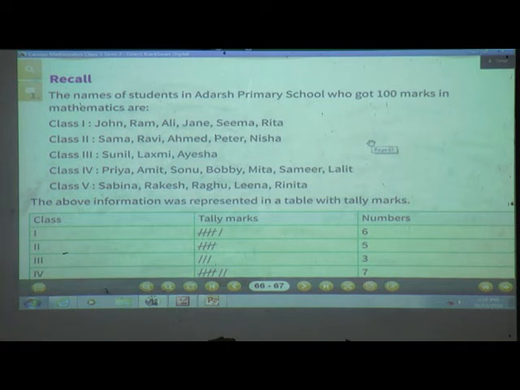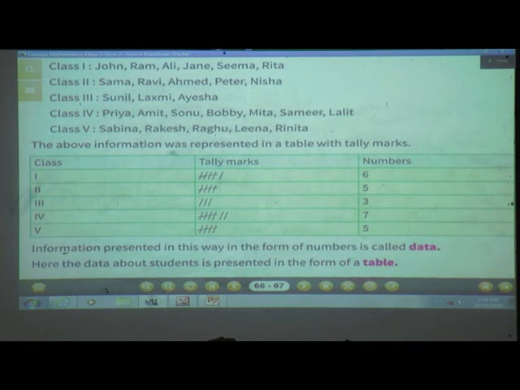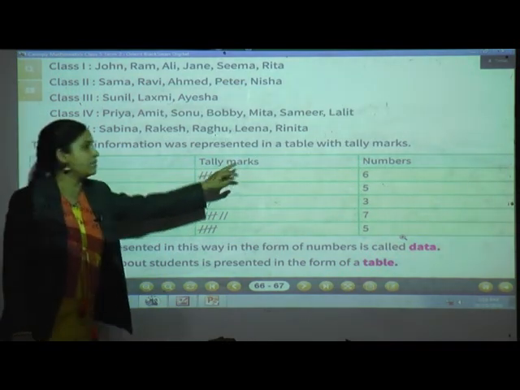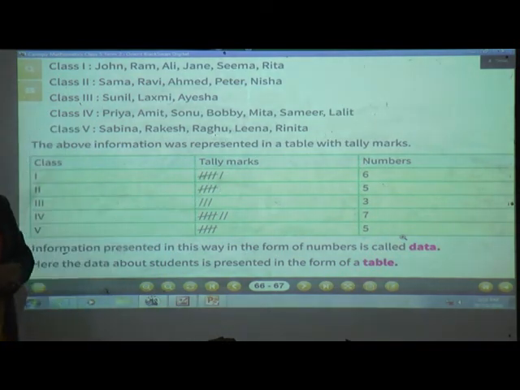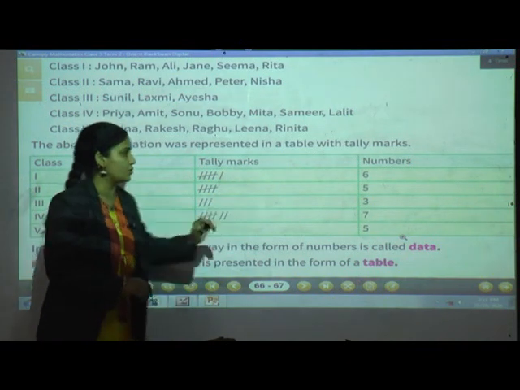Here they have given us the table. The above information was represented in the table with tally marks. So how? Here is the column of classes. They have given us class 1, 2, 3, 4 and 5. Here are the tally marks. You know the tally marks? Yes, you have already learned in your previous standard. And here the numbers are also given.